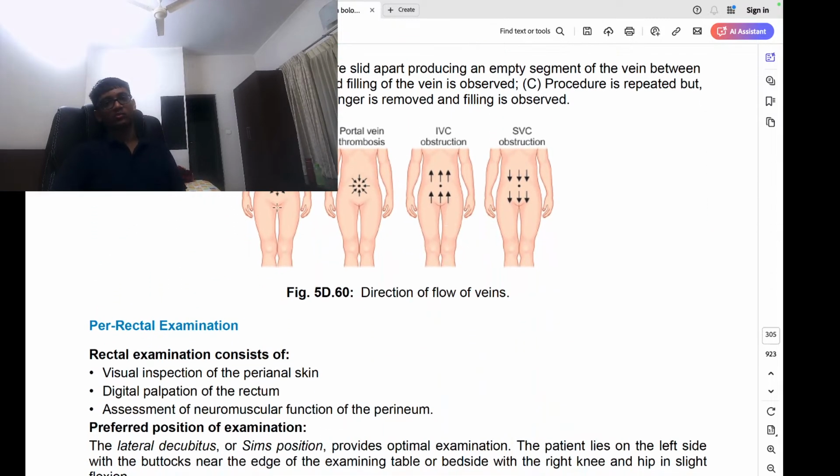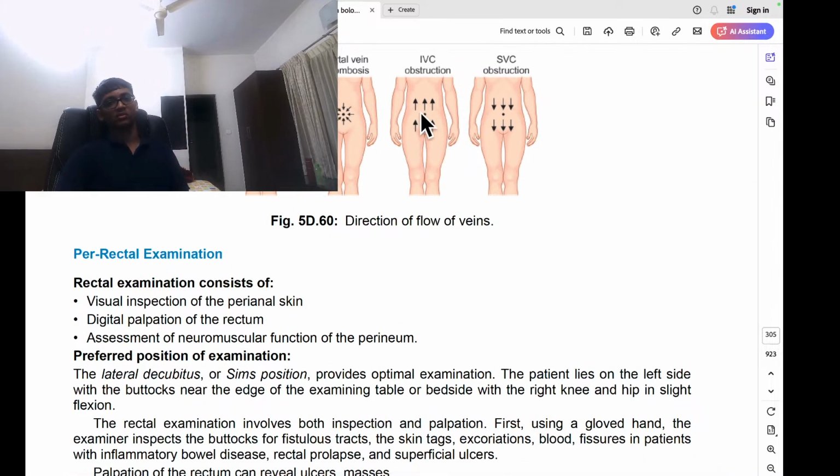So in portal hypertension, it is always caput medusae. In portal vein thrombosis and the like, it will come like this: inferior vena cava is up, superior vena cava is down. That's the only thing. This is an easier method to remember. If you remember this image, it's enough.